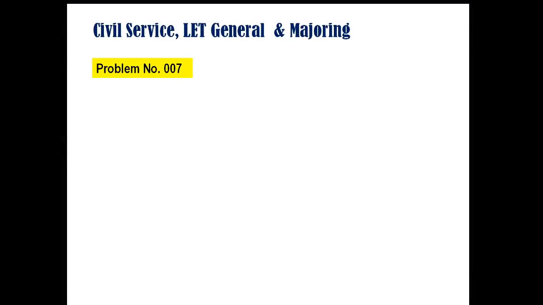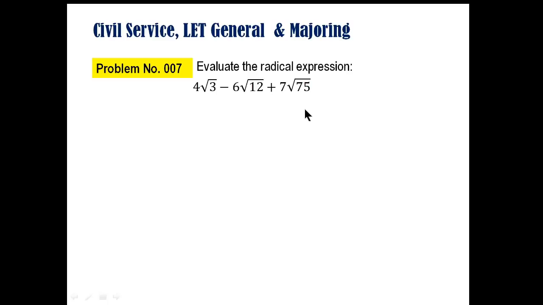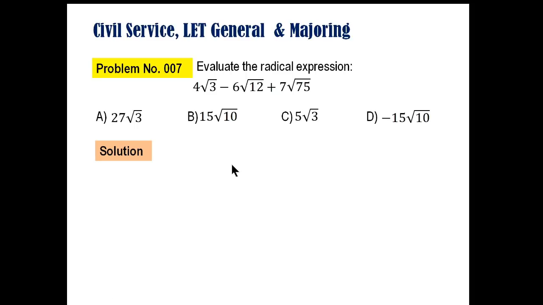Problem number 007. Evaluate the radical expression: 4 square root of 3 minus 6 square root of 12 plus 7 the square root of 75. The choices are A, 27 square root of 3; B, 15 square root of 10; C, 5 square root of 3; D, negative 15 square root of 10. For the solution, we're going to simplify this radical expression.